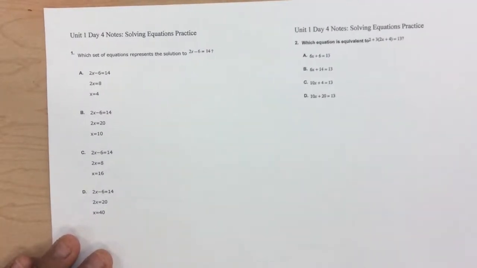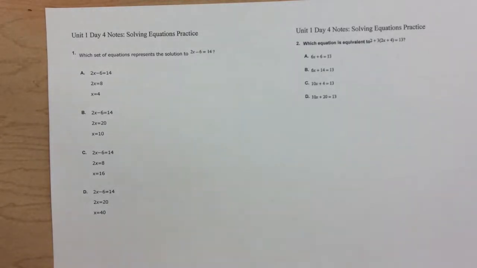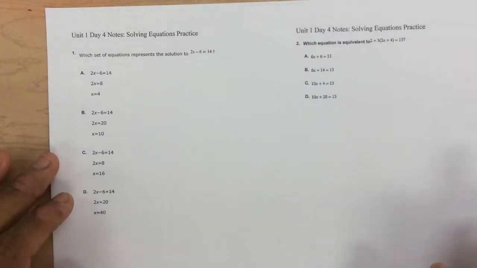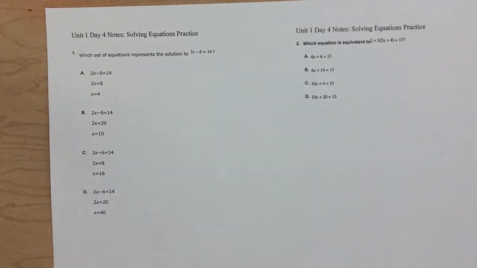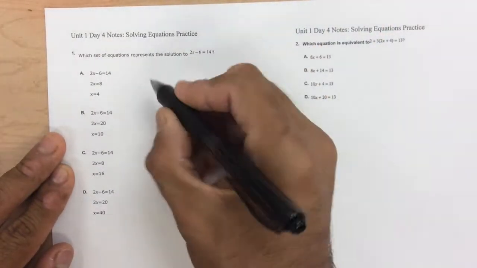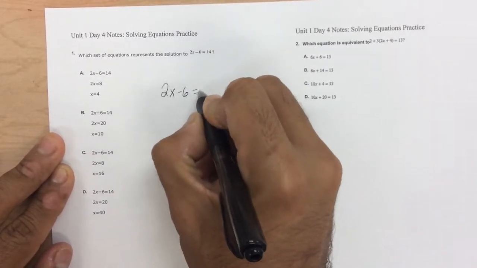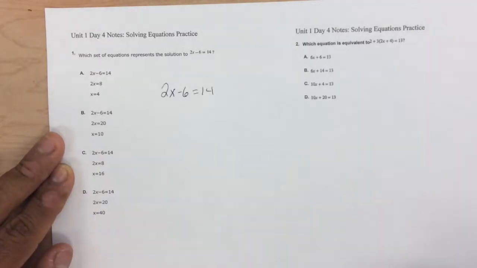Today we're going to go over Unit 1, Day 4 notes, solve an equation practice, which is just some practice problems. So let's go ahead and start with number 1. Number 1 says, which set of equations represents the solution to 2x minus 6 equals 14? You could go down each answer choice and see if they're working them out correctly, or you can just go ahead and work it out yourself and just match it up with one of the answer choices.